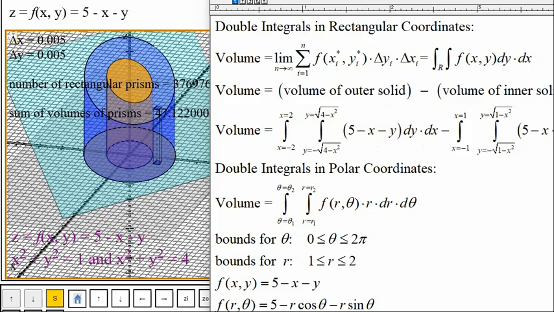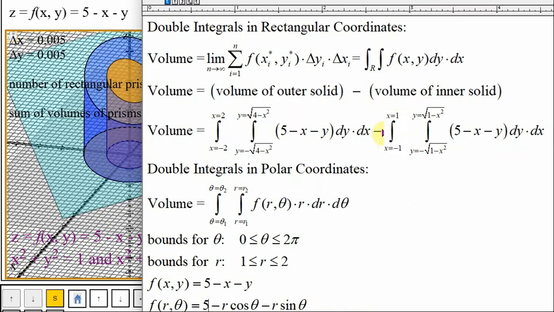And then the volume of the inner solid will be similar. Instead of a radius of 2, it's a radius of 1. And then now we can see that to actually calculate this double integral right here is going to be very, very involved, since it involves the expression square root of 4 minus x squared and then square root of 1 minus x squared here. And so what we can do is set up the double integrals in polar coordinates instead of rectangular coordinates, and the double integral will be much simpler.